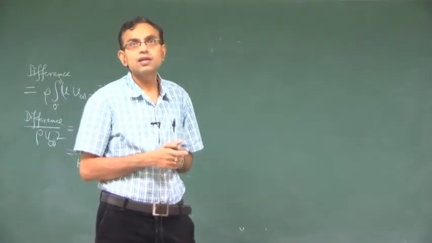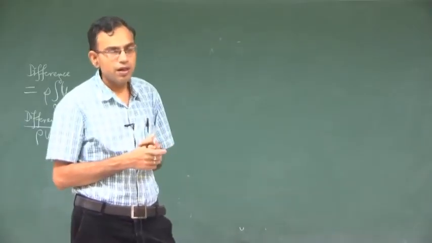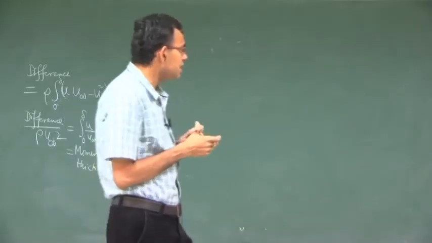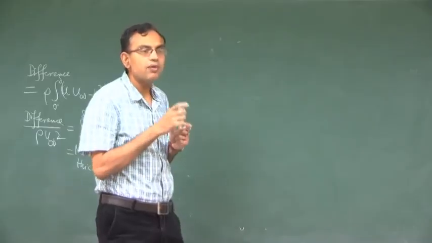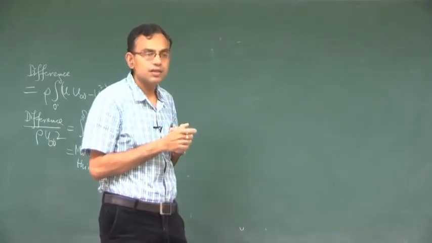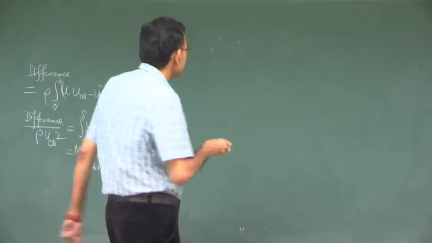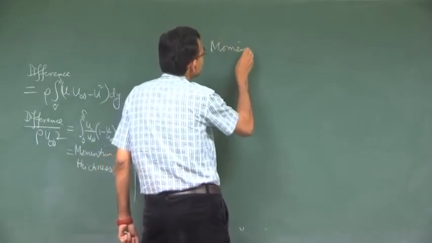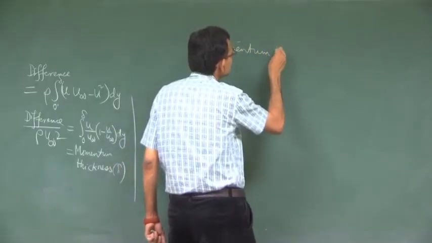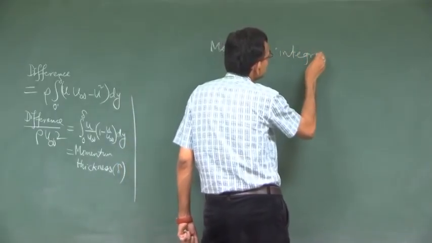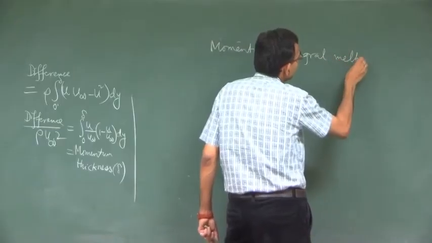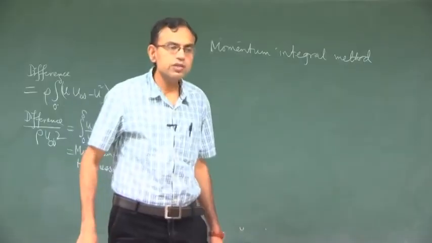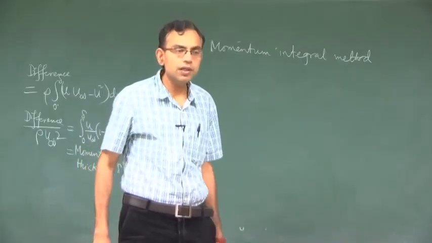So, what was effectively needed? What was effectively needed was essentially something like this, an approximate way of solving the boundary layer equation, and this is called as momentum integral method. This method was introduced by von Karman. So, it is also known as von Karman's momentum integral method.